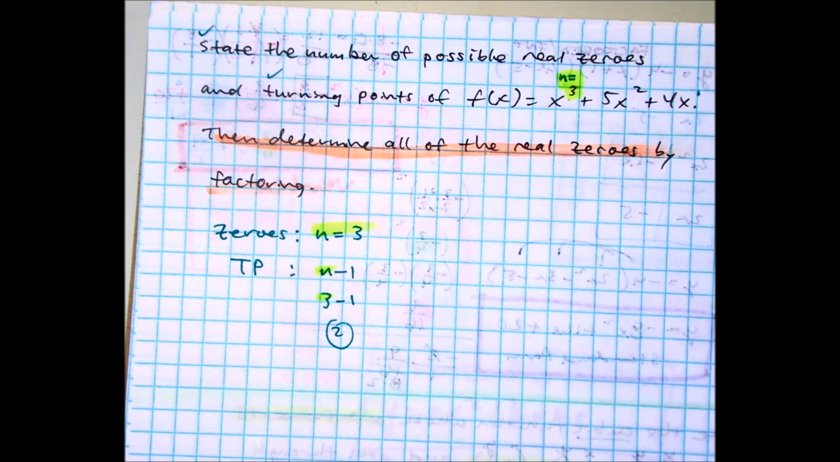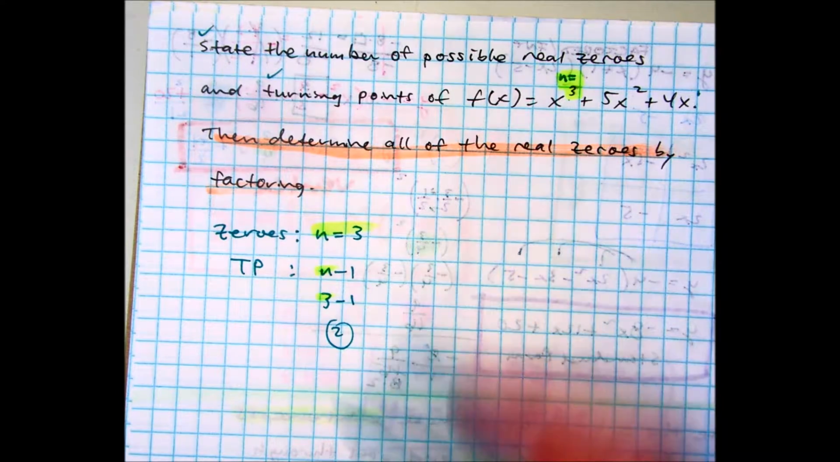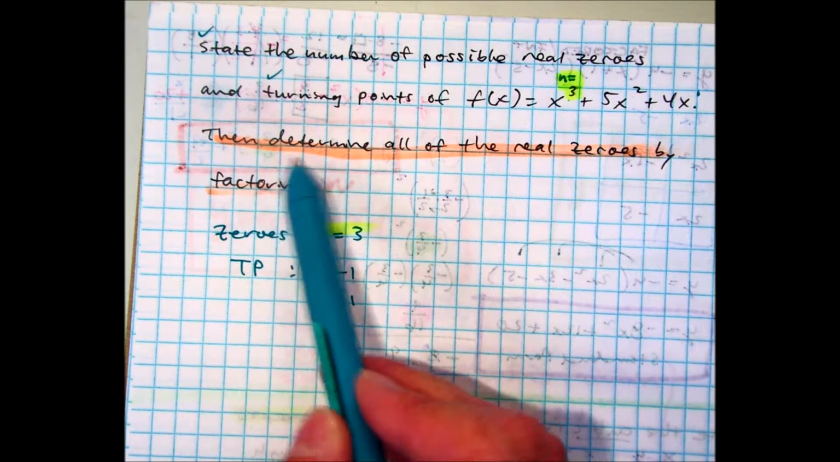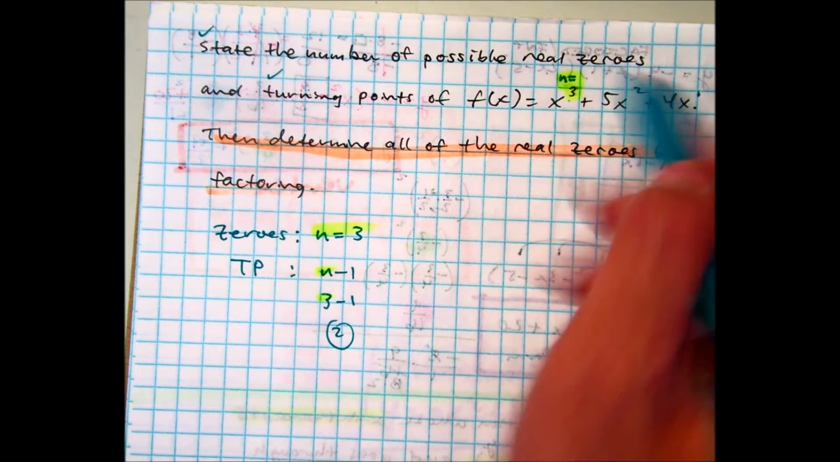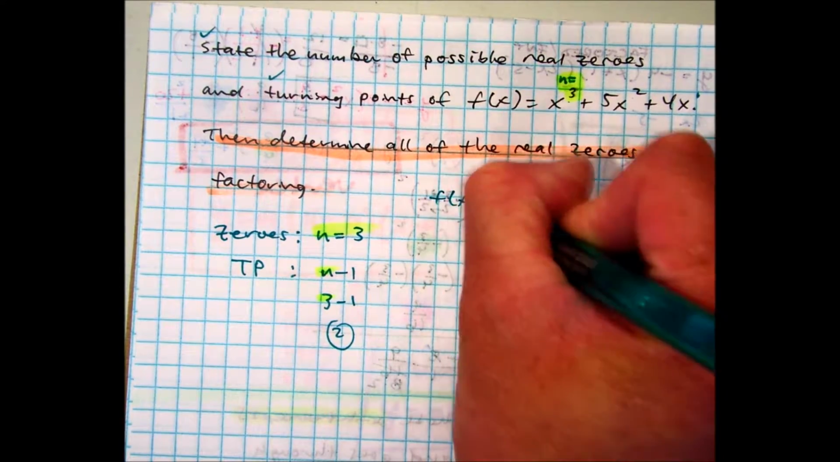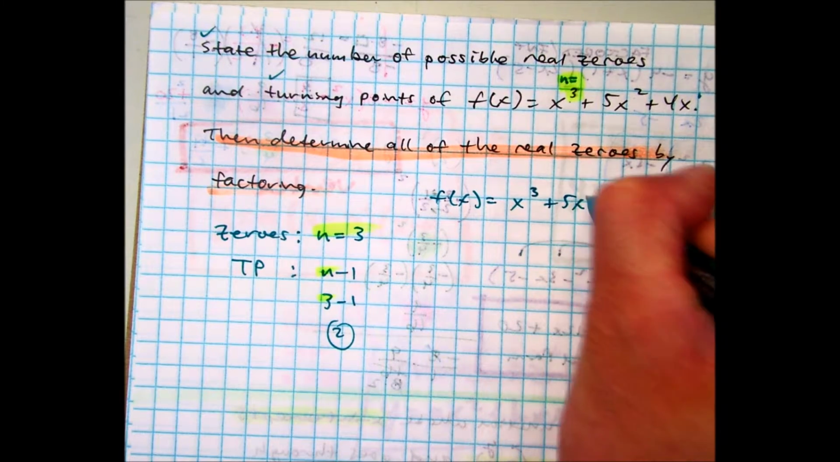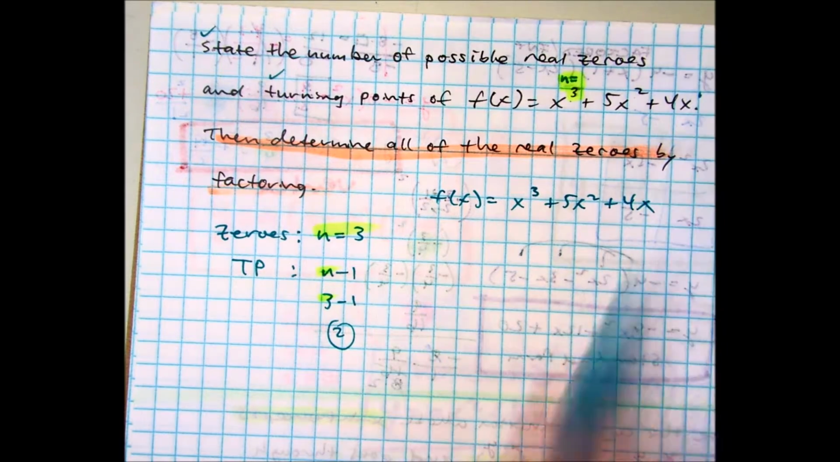Okay? So again, the goal by the end of the week is to be able to graph this polynomial without a graphing calculator. So let's go ahead and use Thursday's lesson with just basically factoring. Let's factor this. f of x equals x to the third plus 5x squared plus 4x.